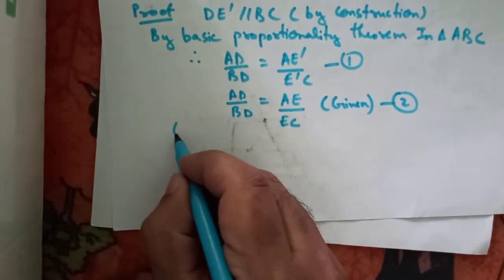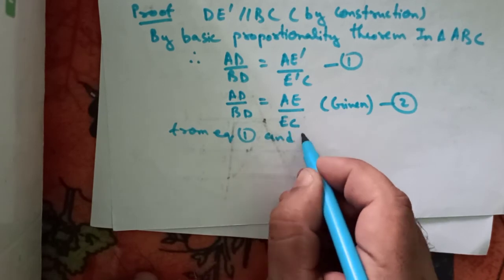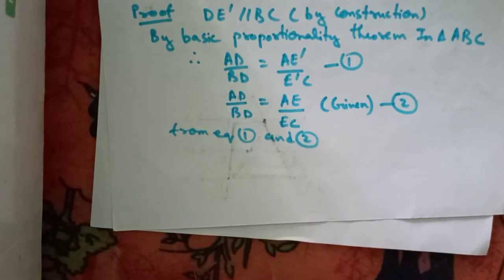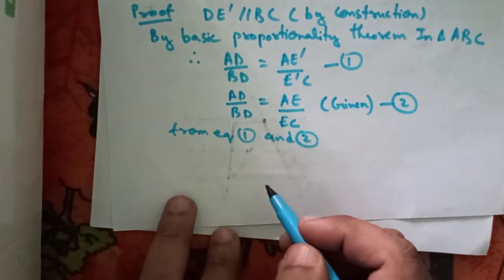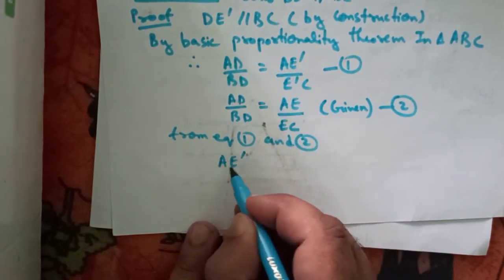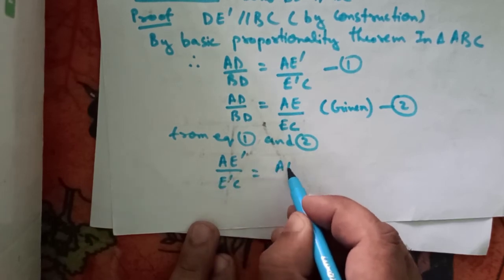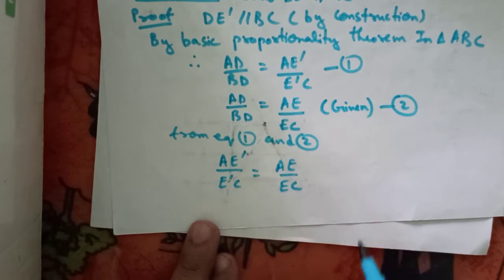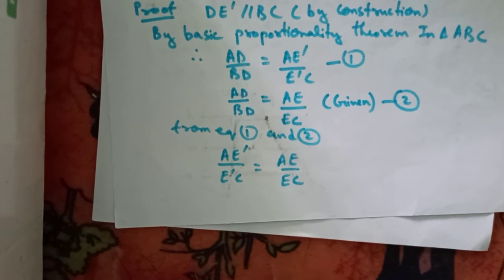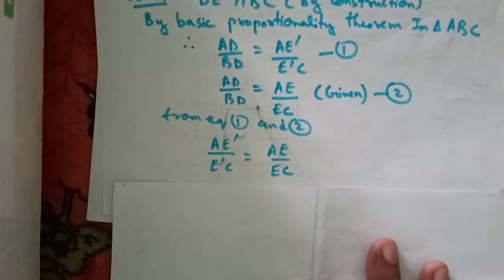Now from equation 1 and 2, we can say that the left hand side of equation 1 and the left hand side of equation 2 are equal. So we can say that the right hand side will also be equal, that is AE dash upon E dash C will be equal to AE upon EC. Okay, hope up till this point it is clear. Now we have got AE dash upon E dash C equals AE upon EC.